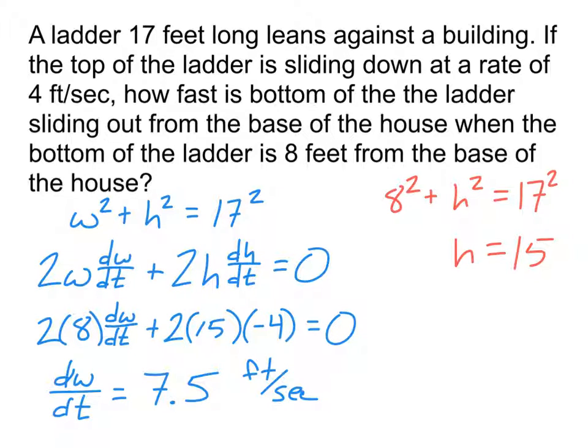And when we do that math to solve it out, you should be getting an answer of 7.5 feet per second. So, in other words, as the top comes down at 4 feet per second, the bottom of the ladder is going outward at 7.5 feet per second.